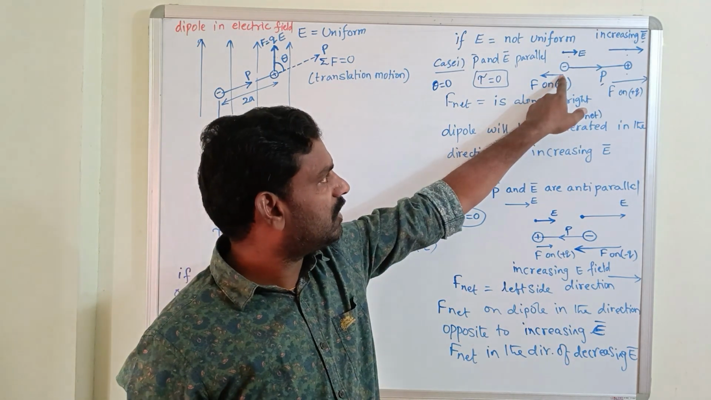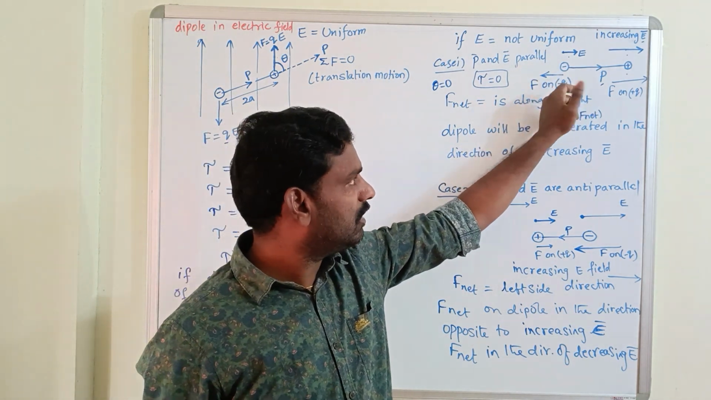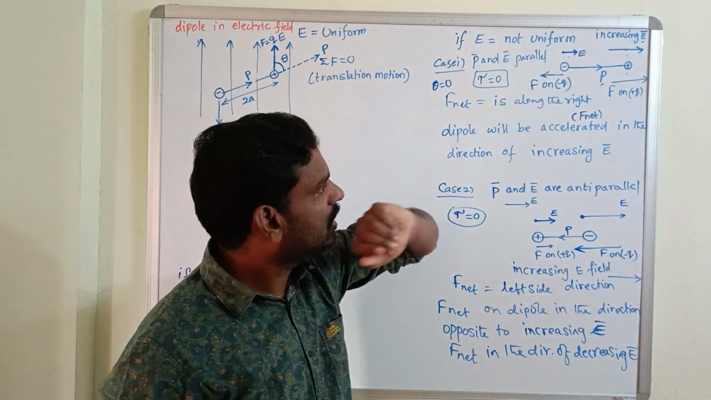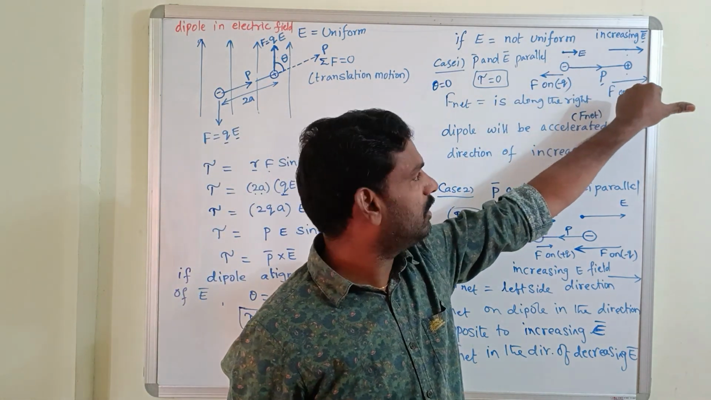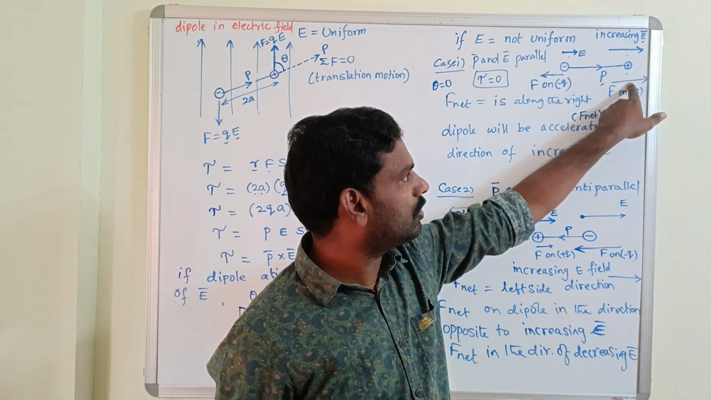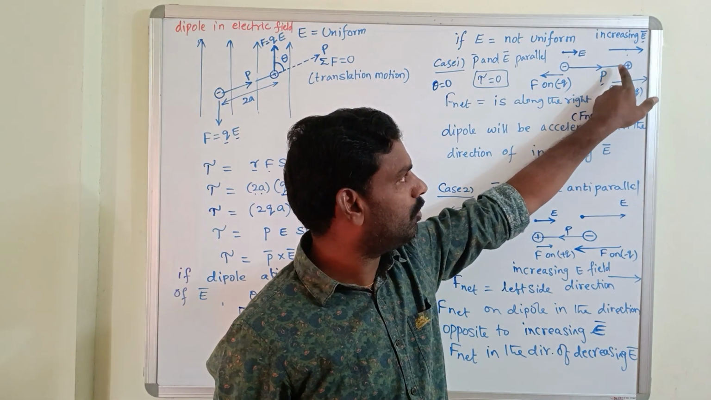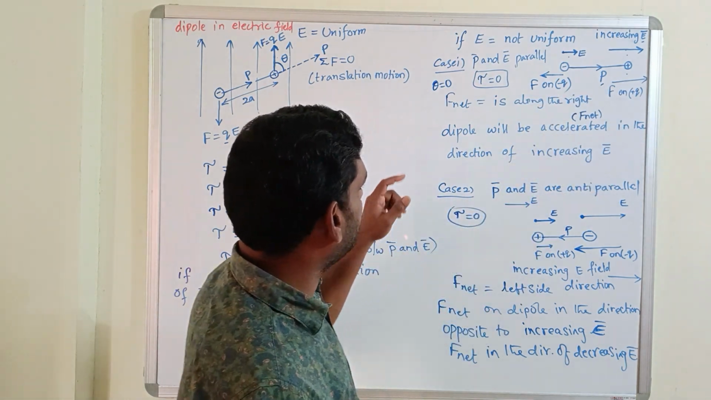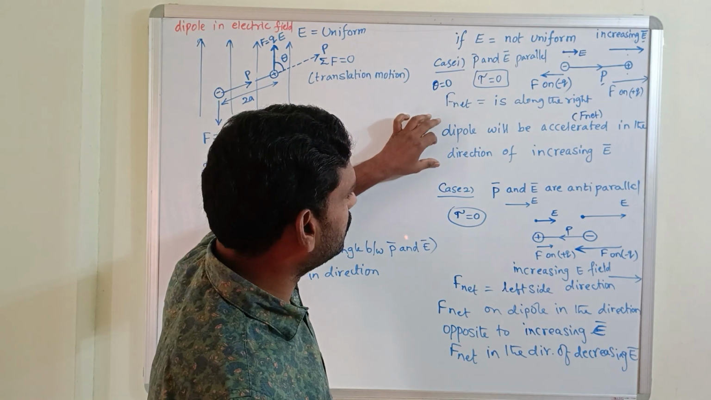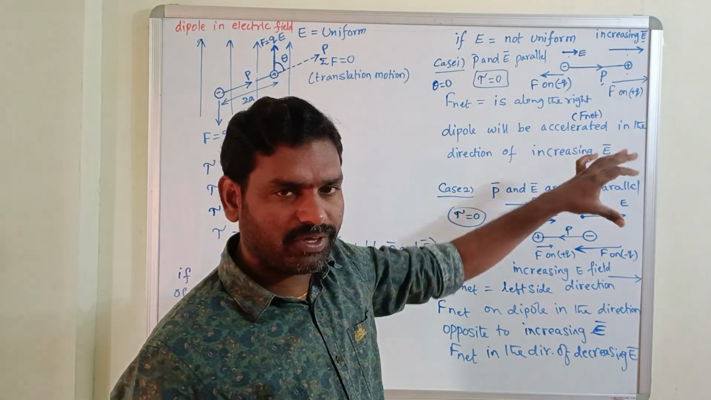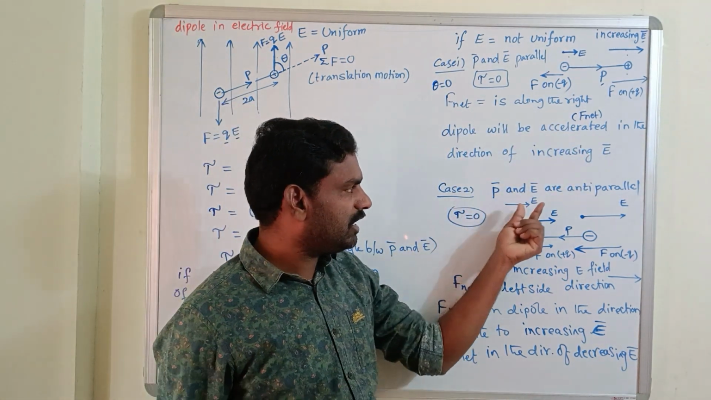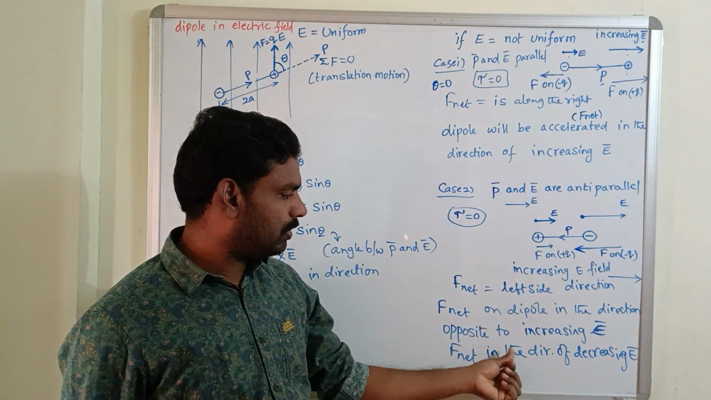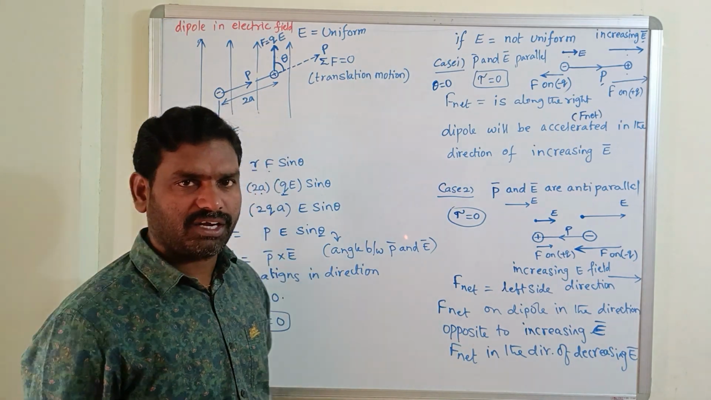The force on the negative charge is opposite to the electric field, to the left side, with small magnitude, because the electric field here is less. The force on the positive charge is to the right side, and its magnitude is more because the electric field at this point is more. So the net force will be pointing along the right side. That is the force on the dipole in this case is in the direction of increasing electric field. If P and E are anti-parallel, the net force on the dipole is in the direction of decreasing electric field.